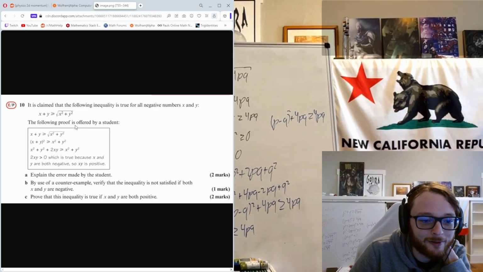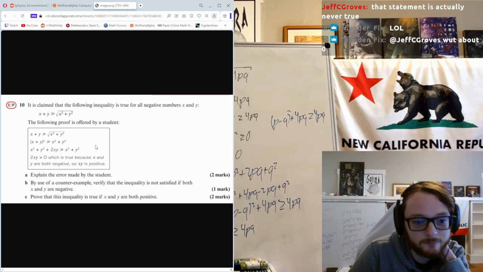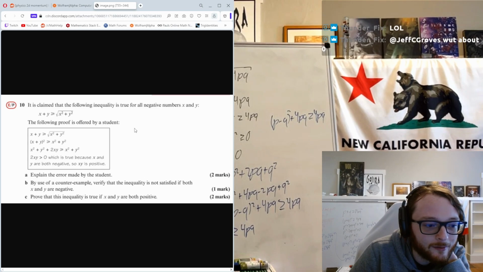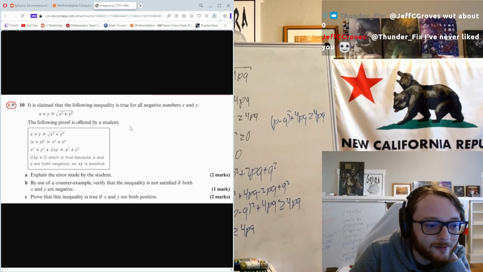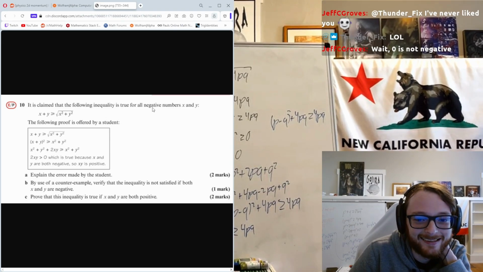The following proof is offered by a student. They square each side. They multiply out the left side. And they subtract over the x squared and the y squared. So I assume the errors are going to be in the squaring part, because the steps after these look valid. Wait, true for all negative numbers x and y. Okay, yeah, so zero isn't allowed because it's negative numbers.